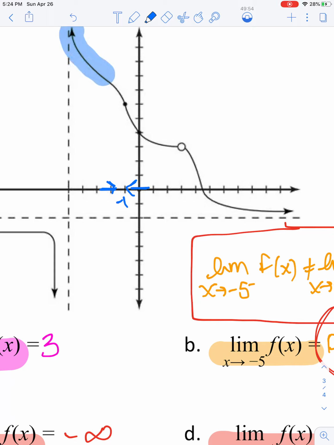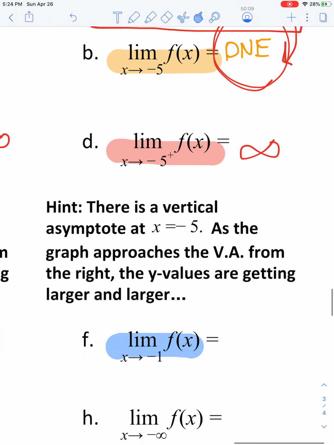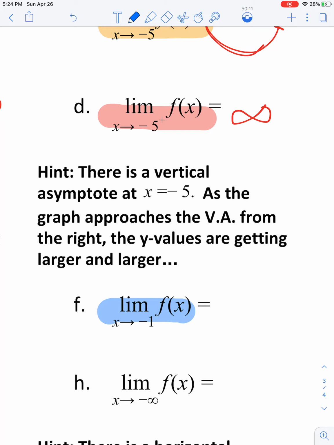We'll see that as x approaches -1 from the left, we are approaching that value of 6. And as x approaches -1 from the right, we are again approaching that value of 6. Okay, so that allows us to make the statement that the limit as x approaches -1 of f of x is 6.